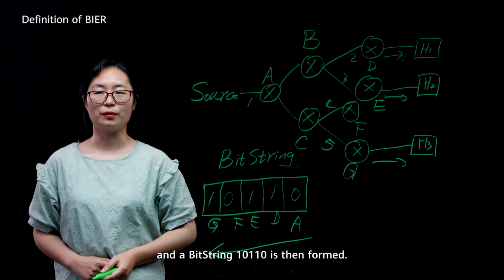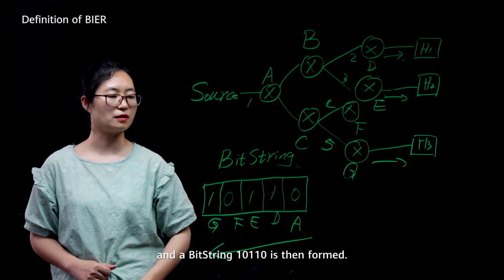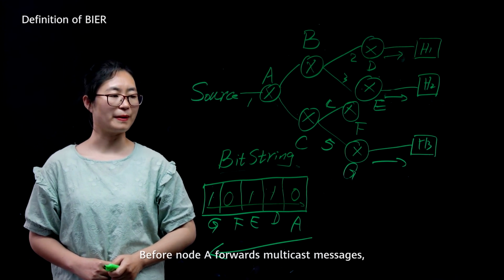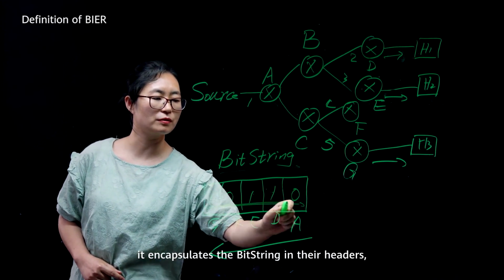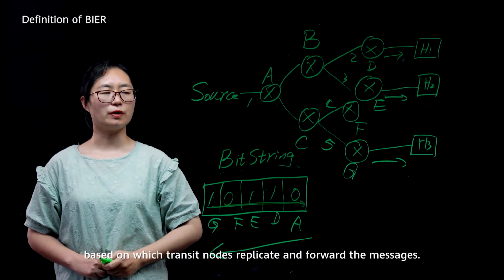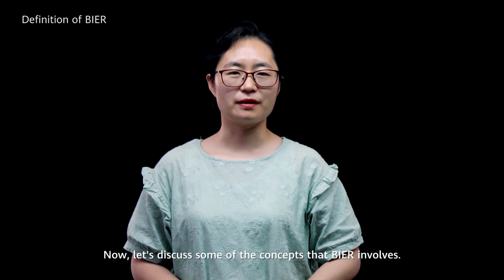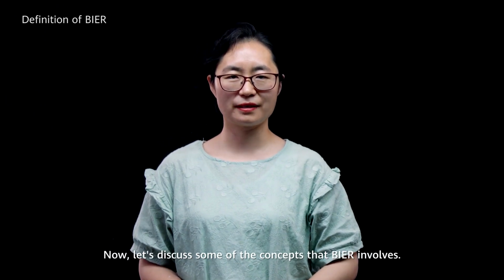And a bit string 10110 is then formed. Before node A forwards multicast messages, it encapsulates the bit string in their headers, based on which transit nodes replicate and forward the messages. Now, let's discuss some of the concepts that BIER involves.